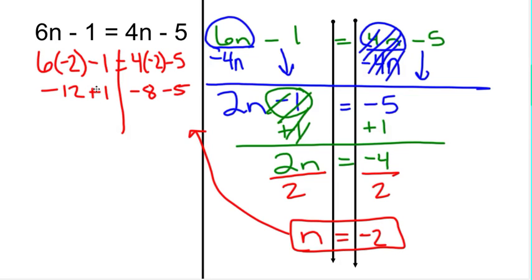I don't like to subtract, so I'm going to do tick-tock. -12 plus -1 is -13. Tick-tock. -8 plus -5 is -13. They equal each other, so it's right.